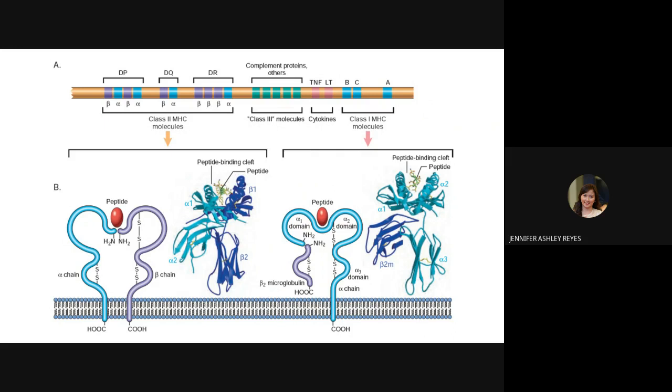Ngayon, si class 2 MHC molecule, saan siya coded? Doon tayo sa region called the HLA-D. O, ayan. HLA-D. So, class 2 MHC molecules are encoded in this region with the subregions DP, DQ, and DR. So, and each class 2 MHC molecule, it also exists as a heterodimer, and it is consisting of non-covalently associated alpha chain. Ito.